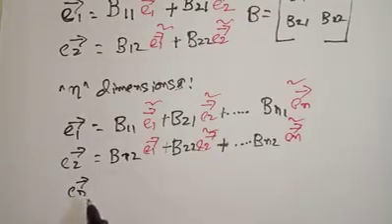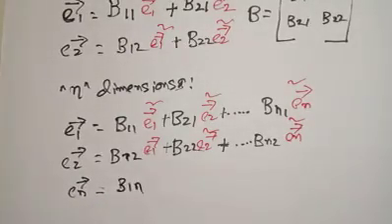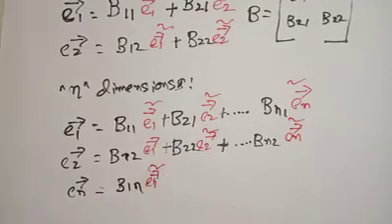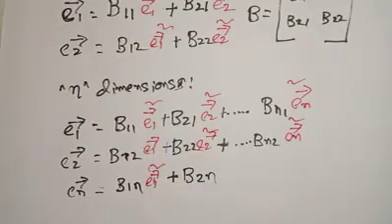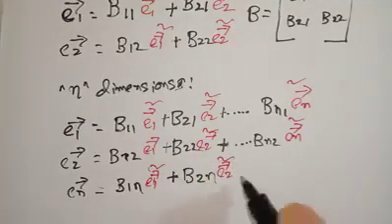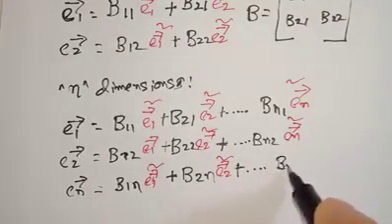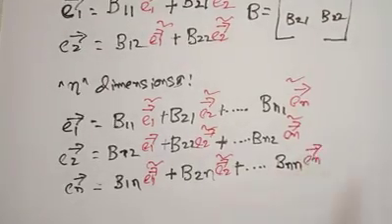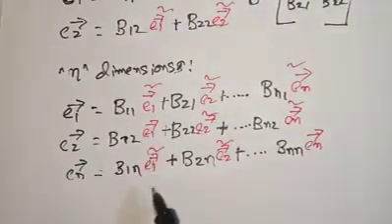So for En it would be equal to B1n, right, E1 tilde, plus B2n and E2 tilde, plus dot and it would be continuing till Bnn En tilde, right? So this is a generalization form. So it started with 1 1, then 1 2, and then 1 nn.